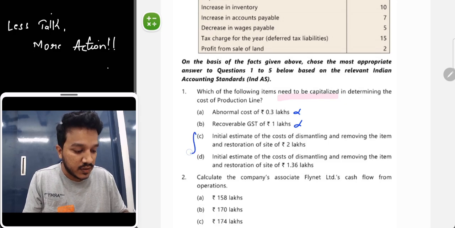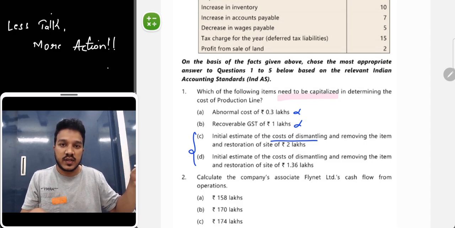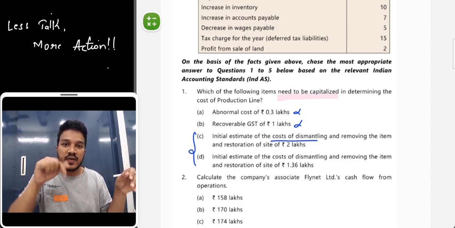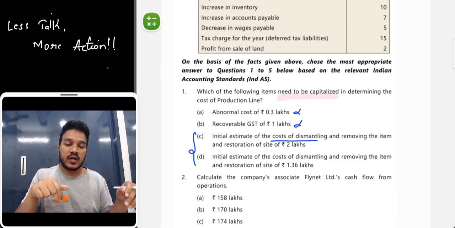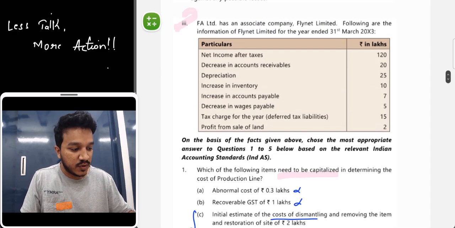Here there are two options which talk about the cost of dismantling. Dismantling cost is nothing but the cost we will incur at the end of the useful life of the asset to dismantle it. We take its present value today, record the expense, and we will capitalize that. But we have to take its present value. So we will try to understand which is the correct answer here.